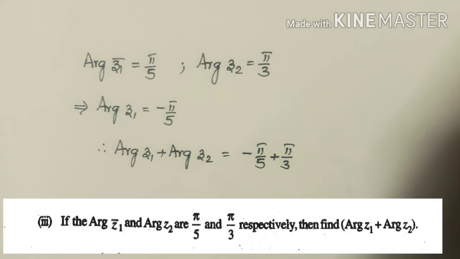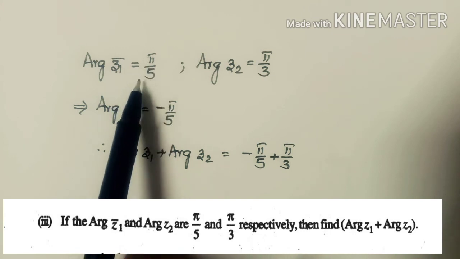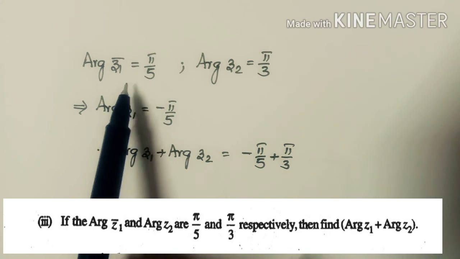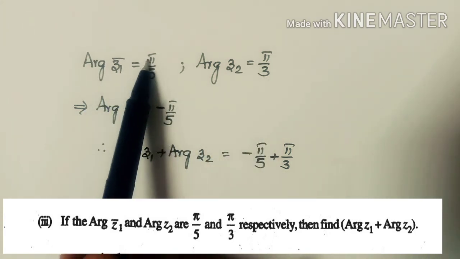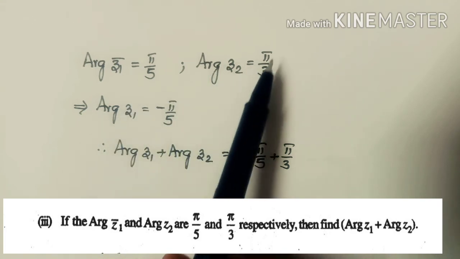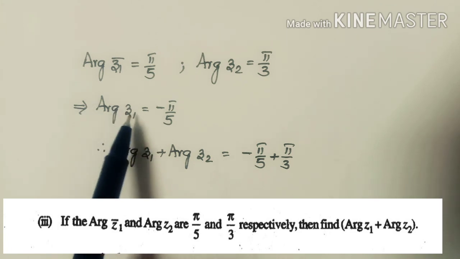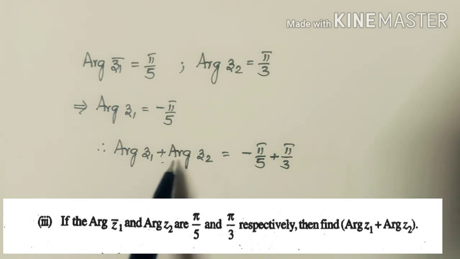Next problem, if arg z1 bar and arg z2 are pi by 5 and pi by 3 respectively, then find the value of arg z1 plus arg z2. So given that arg z1 bar is equal to pi by 5 and arg z2 is equal to pi by 3, that is arg z1 bar is equal to pi by 5 and arg z2 is equal to pi by 3. arg z1 bar is equal to pi by 5 means arg z1 is equal to minus pi by 5.